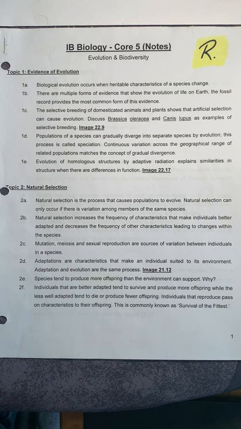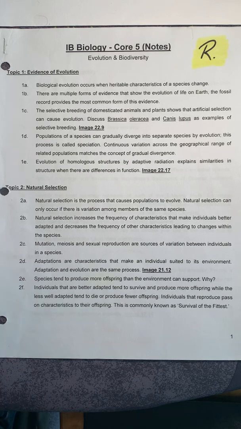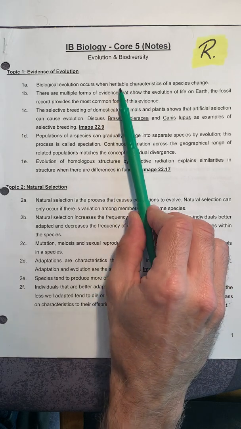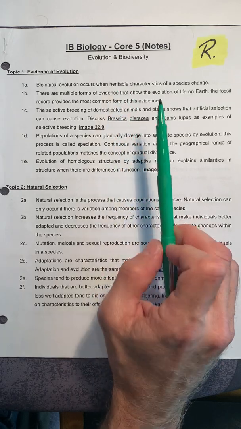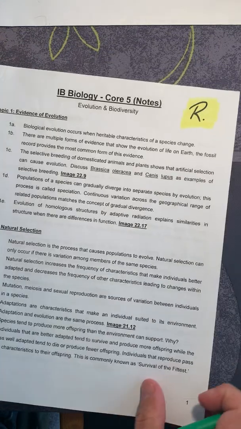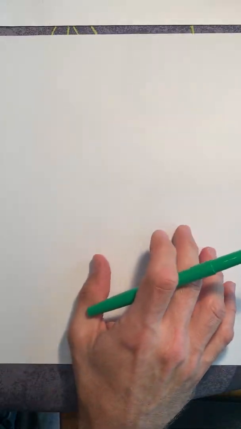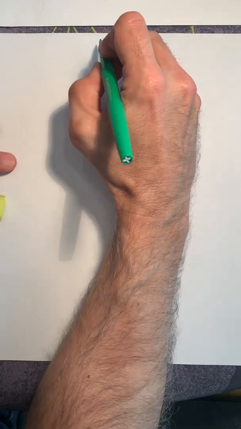Hello. We get to start Core 5 today. This is all about evolution and the process that drives evolution, which is natural selection and Charles Darwin. So, topic 1 says the evidence of evolution. It says biological evolution occurs when heritable characteristics of a species change. Okay? So, as always, we need to break down the vocabulary.